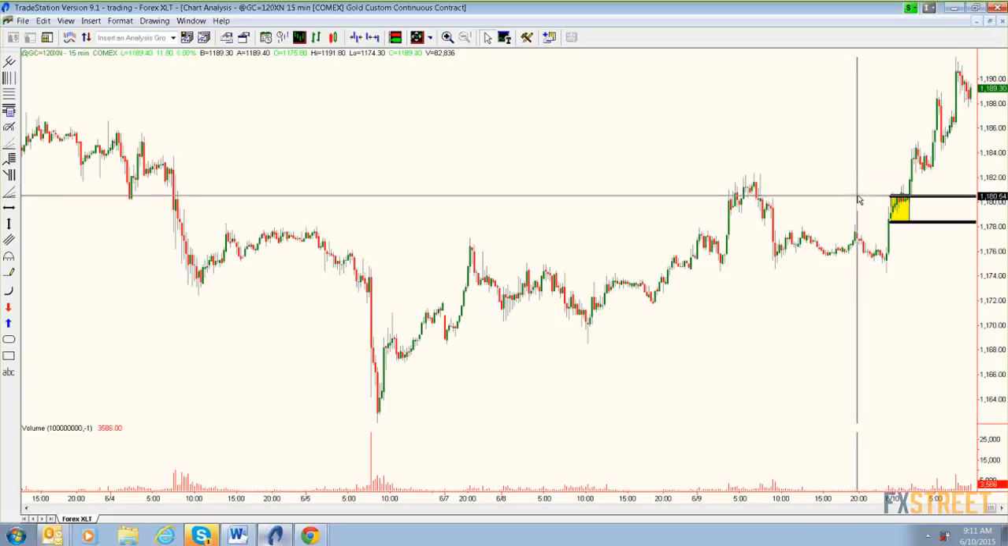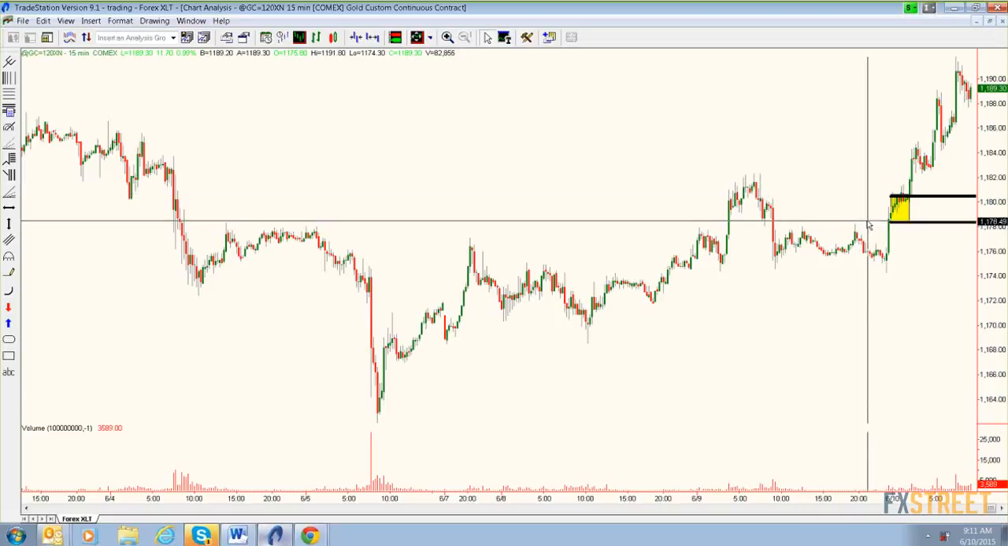This demand zone comes in at about 1180 and a half. So you would put your stop about a point below that. And it looks like you have a pretty solid 2-to-1 offer to you here. The level up here is not bad either.